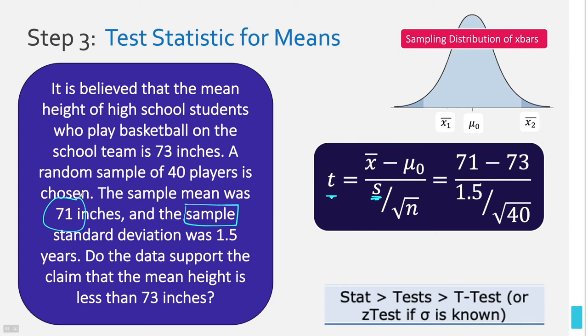mean was 71 inches, and remember that my null hypothesis was 73 inches, so that's where the 71 comes from, and the null hypothesis had 73 inches in it. Then 1.5 was the sample standard deviation, so that's why we see that here, and then 40 players was our sample size, and so that's why we see that here.